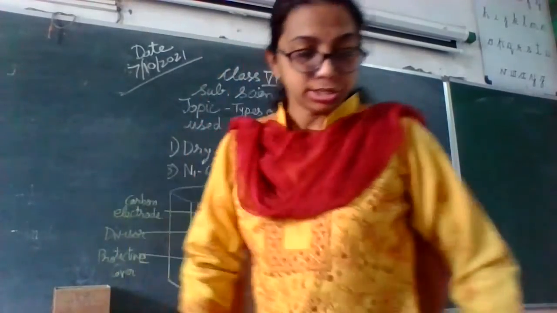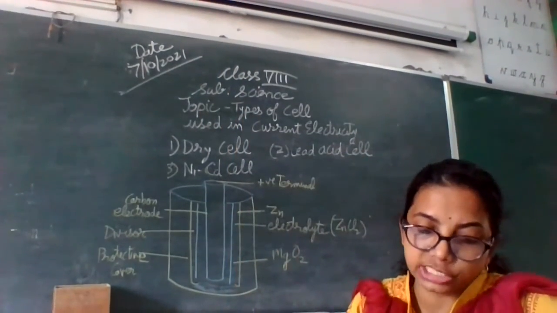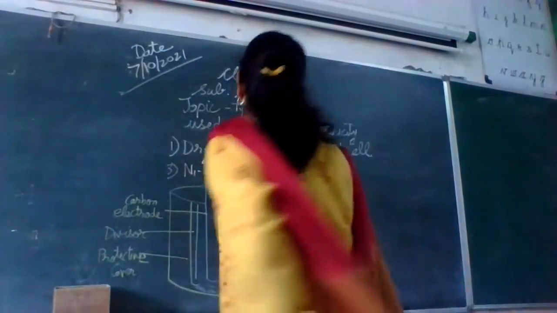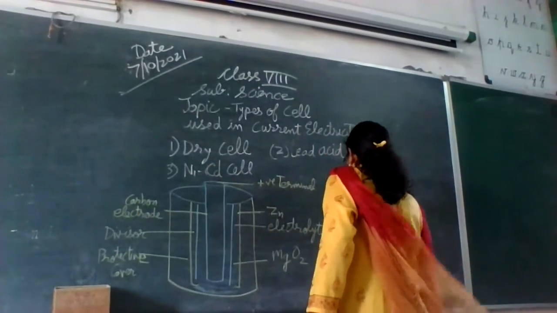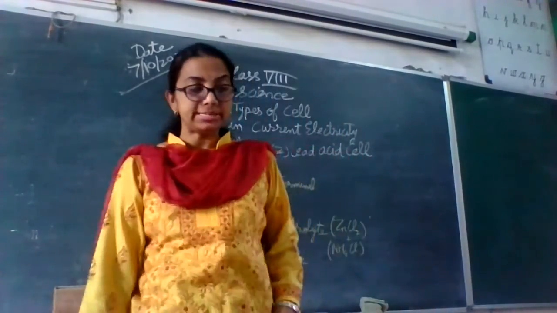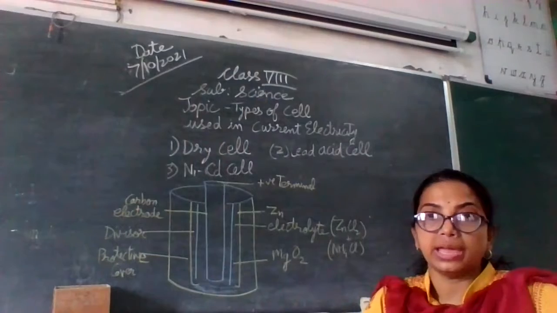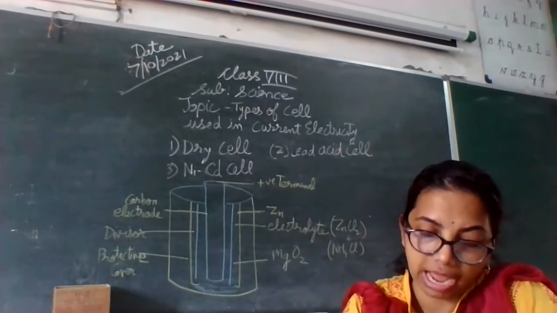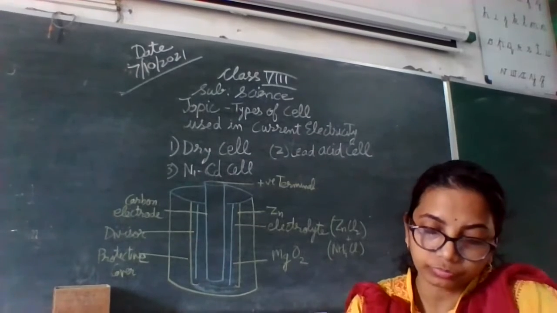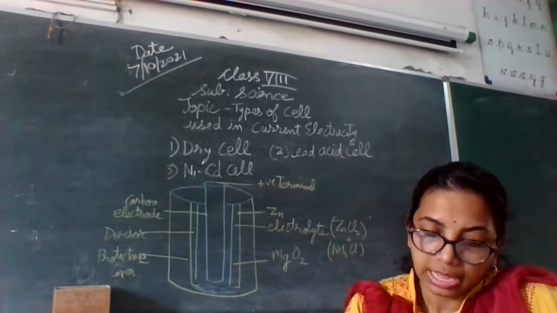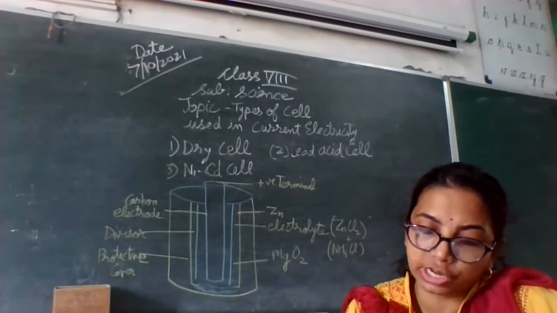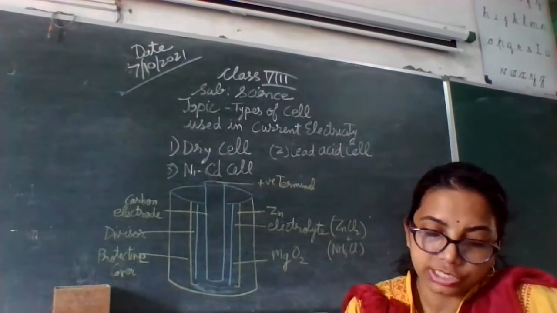And it is wet, so you can understand how tightly it is being packed. And along with this, it also has ammonium chloride. So these are the two chemicals that make this electrolyte in the dry cell. There is a graphite rod that you can see at the center of the cell. This is the positive terminal of the dry cell.